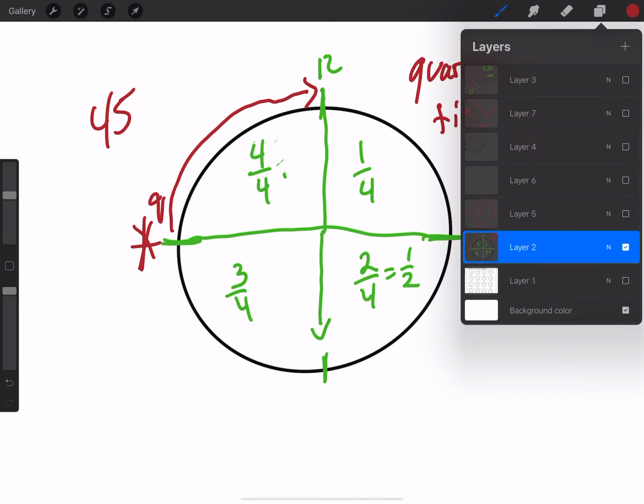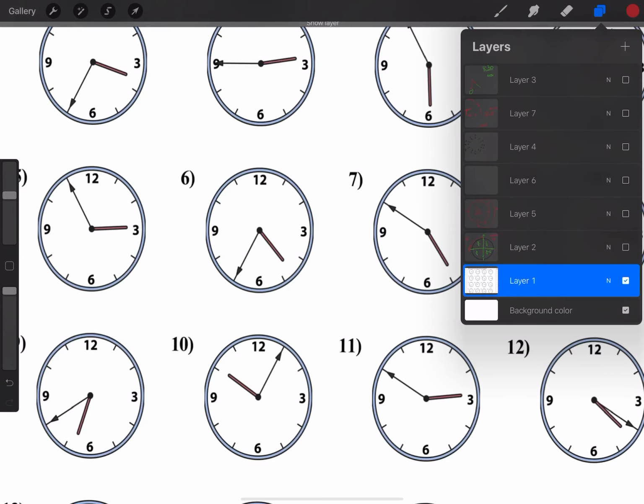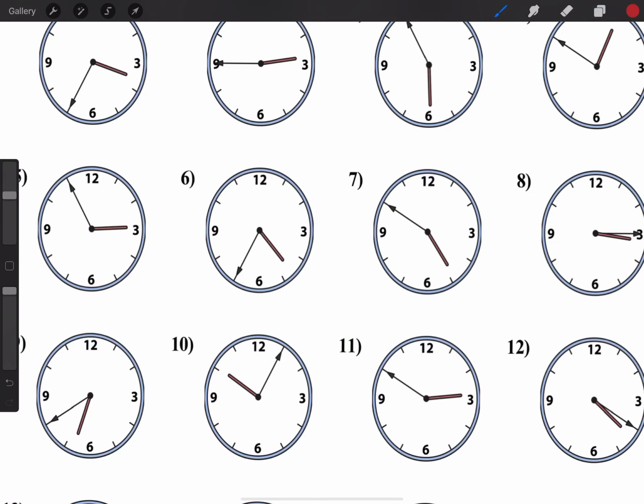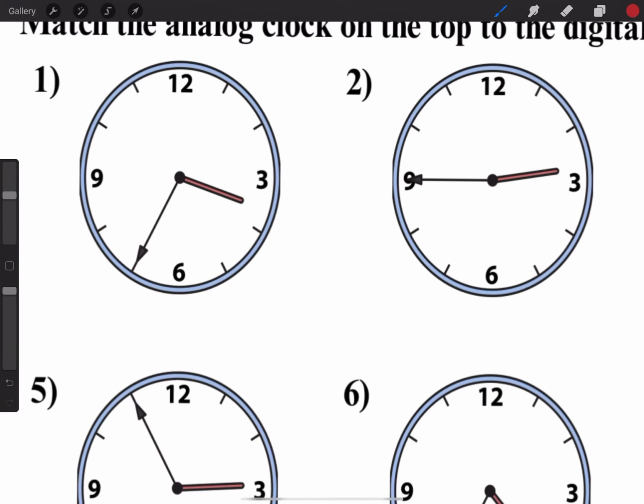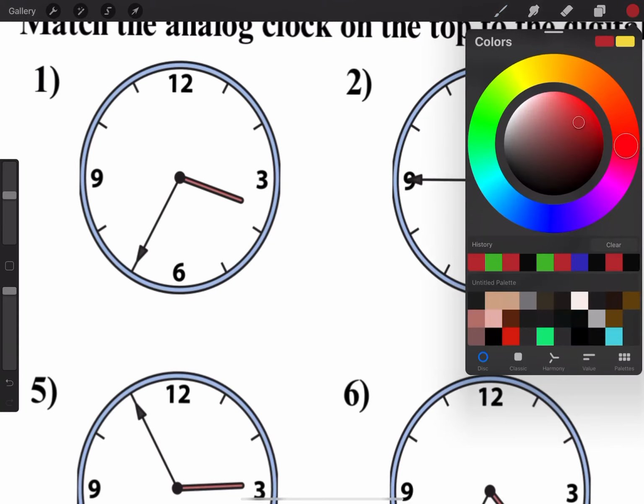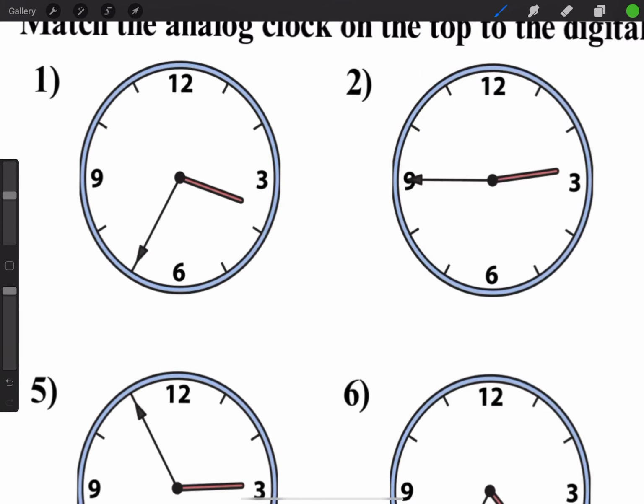So let's look at a couple practice questions, okay? I'm going to turn all these off, turn my practice ones on, and we're going to just look at them a couple at a time, okay? So I've got this one here. Let's go back to using green. I like green. Okay, now you can see here's my hour hand, and this is my minute hand. It's the much bigger one.